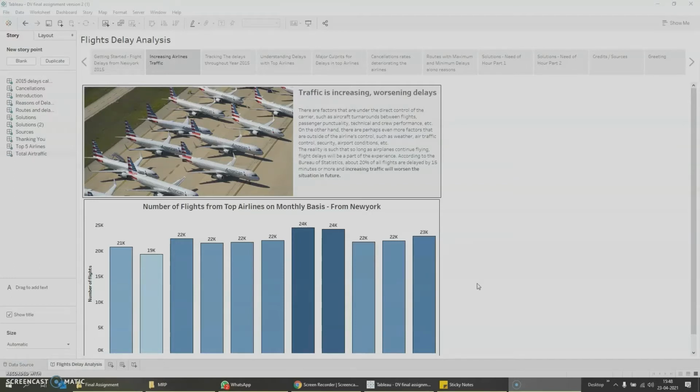When you're about to take a flight to reach somewhere urgently, the only thing that could ruin your entire experience is to know that your flight has been delayed. So let's talk about why flights get delayed. The statement here is traffic is increasing, worsening delays. So what do we mean by this statement?